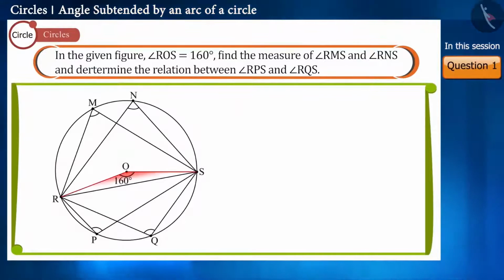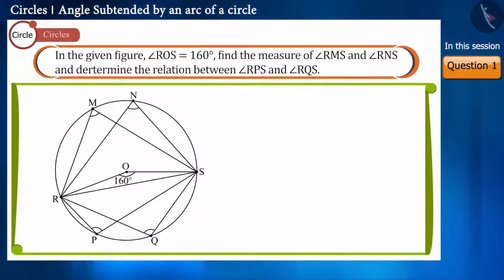In the given figure, the value of angle ROS is 160 degrees. Then find the measure of angle RMS and angle RNS and determine the relation between angle RPS and angle RQS. Friends, observe the figure carefully. Here, the angle ROS is the angle subtended by the arc RS at the center O, and both the angles RMS and RNS are angles subtended by RS at points M and N respectively in the remainder of the circle.